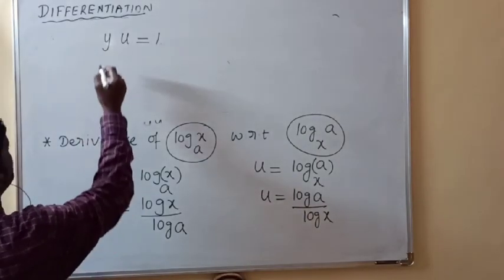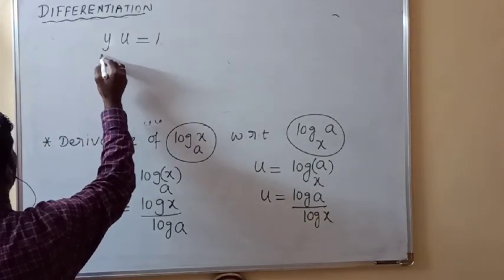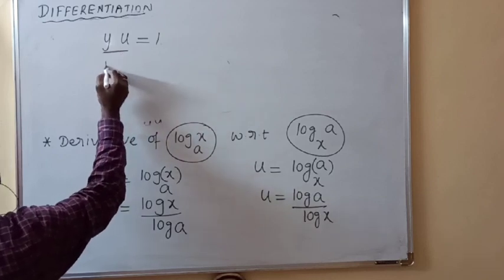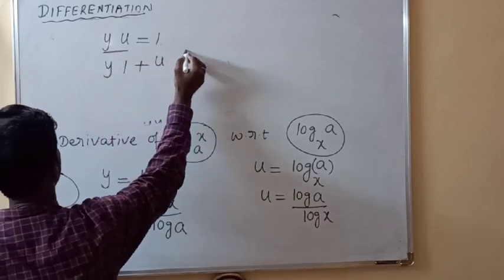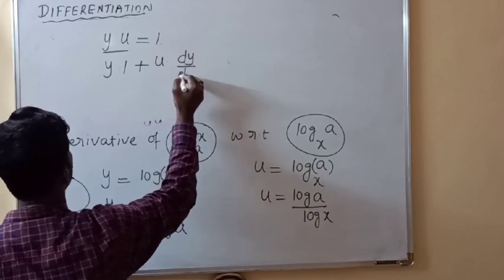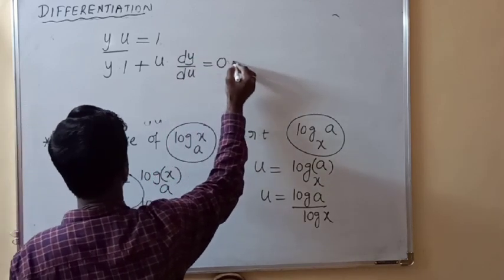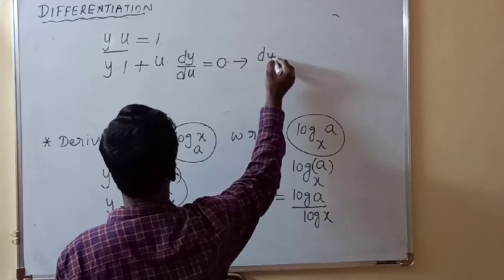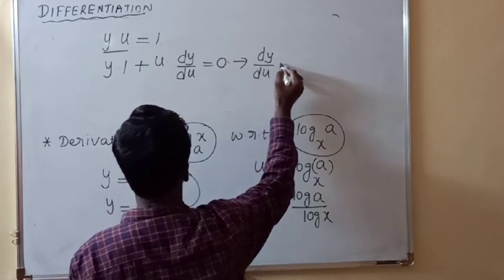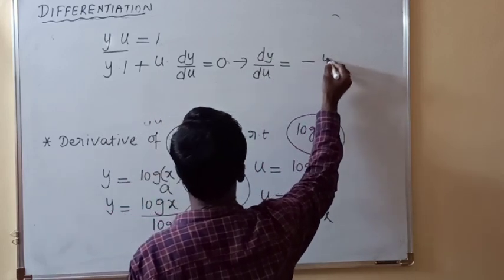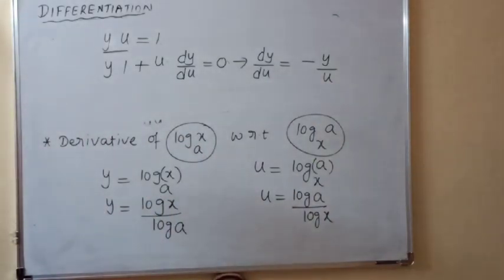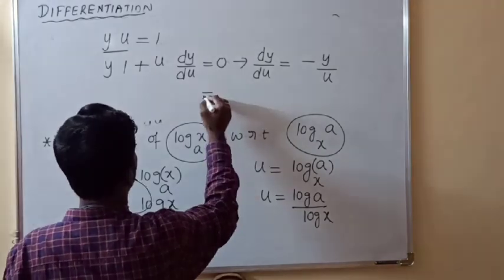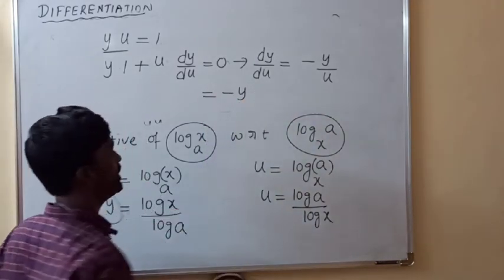Okay. So then what will you get? y derivative, using product rule: y into u derivative 1, plus u into y derivative with respect to u, dy by du, is equal to 0. So we have to find what? dy by du. So dy by du is equal to what will you get? Minus y by u. Okay. So that is equal to minus y into 1 by u.